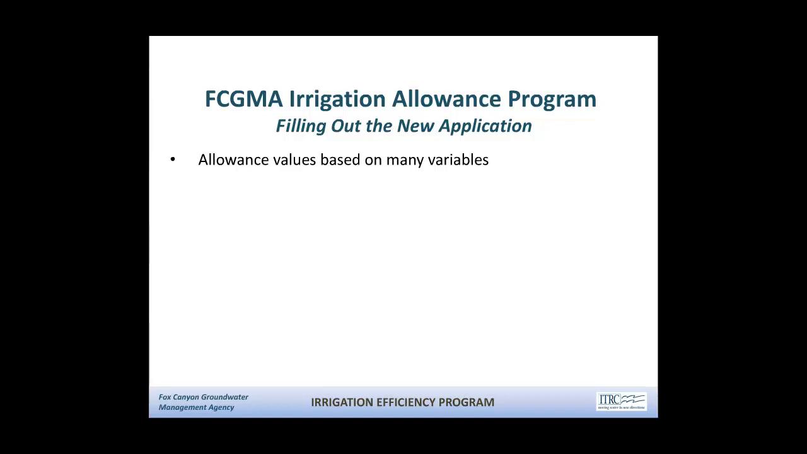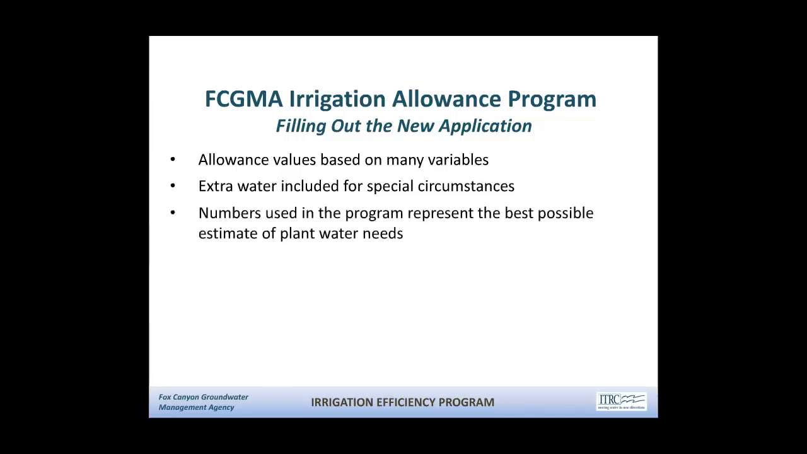The base ETO values were determined by examining a decade of weather data in the region, as correlated to crop water use during the same time period for the different crop types. Extra water was added in for different zones based on each area's salinity management needs, frequency of Santa Ana winds, or susceptibility to frost. The numbers used in the program represent the best possible estimate of plant water needs based on the data available and the most up-to-date modeling techniques. For more information on how the values were developed, please refer to the full reports available on the FCGMA website.